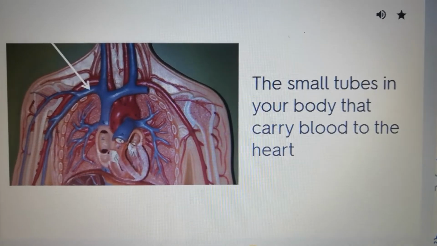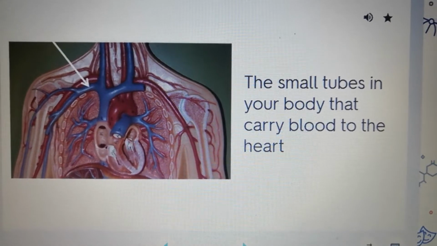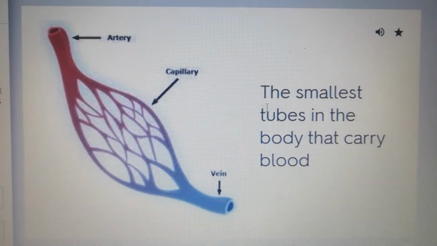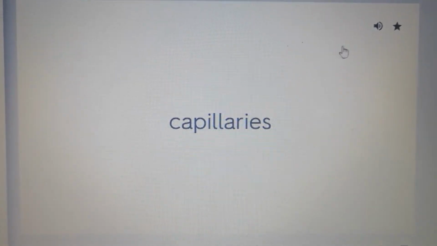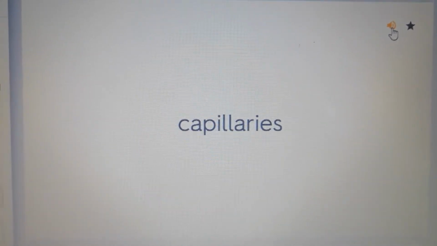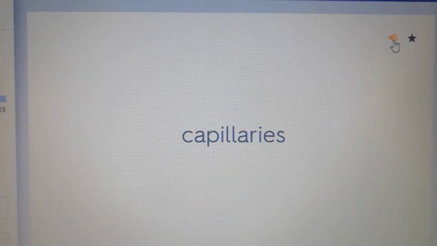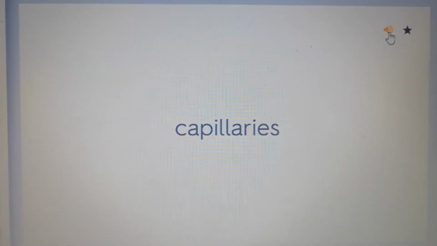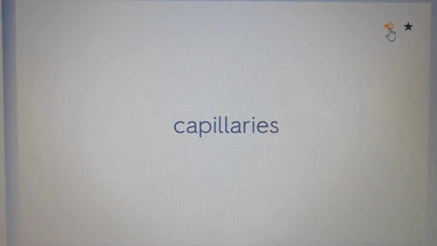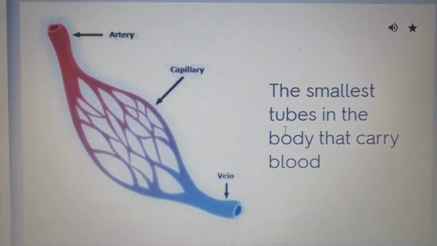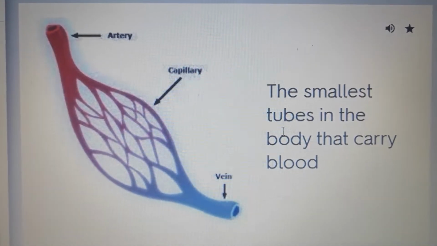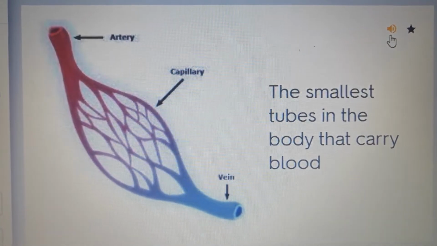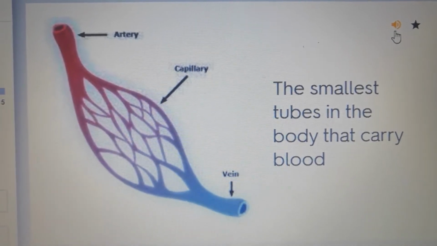Next, let's go to the next word. What is this? It's called capillaries, or capillary. Look at this one. Capillaries are the smallest tubes in the body that carry blood.